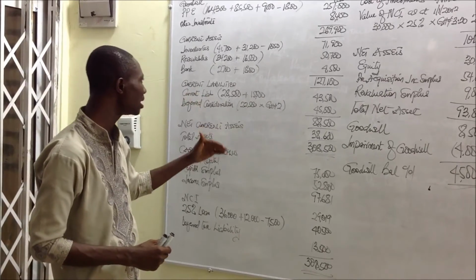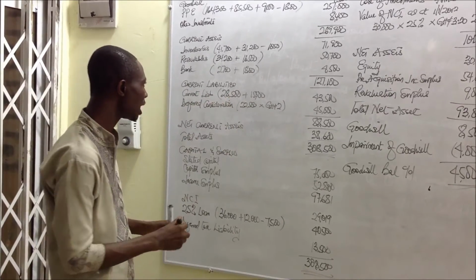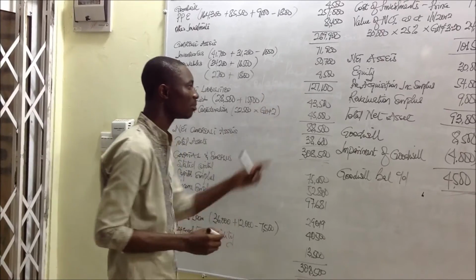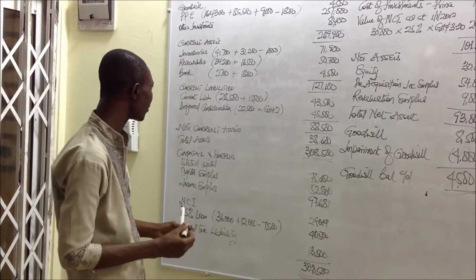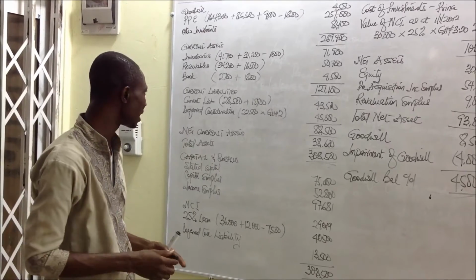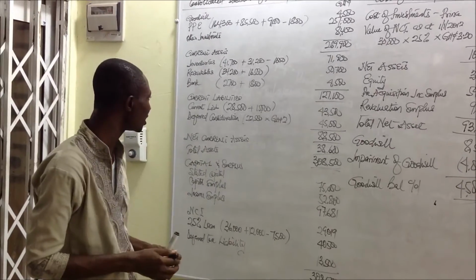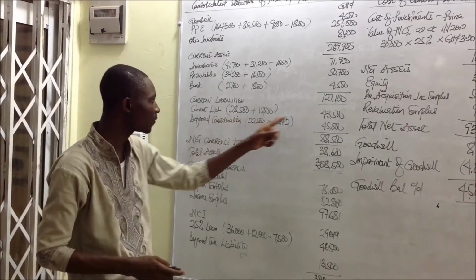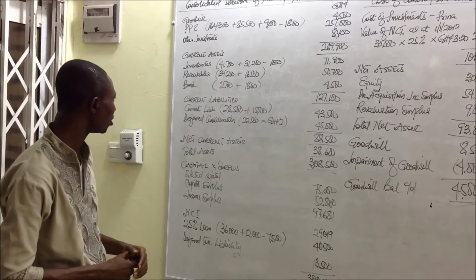Under the current liability side, we pick the parent amount, we added it to the subsidiary amount, and we have 43,500. There are no adjustments so far as this question is concerned, but assuming there are intra-group balances, that figure would also have to be taken away.